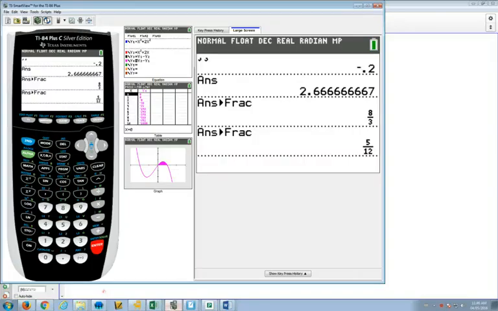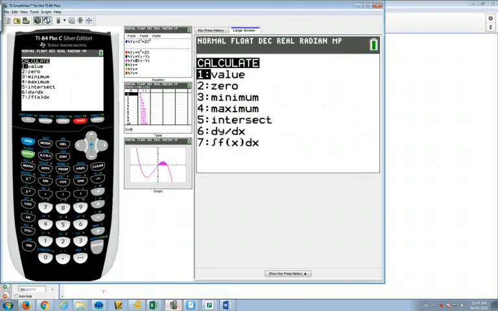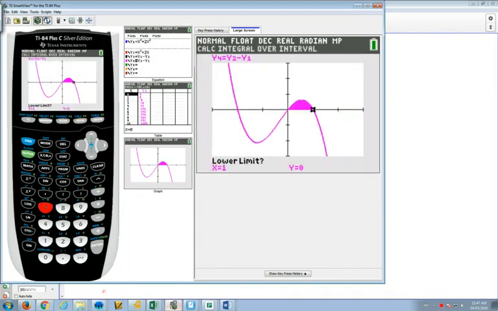Yes? So you get to shade it in when you go in your graph. So here's my graph. Let's say I want to shade this part from -2 to 0. So I go second, calculate, and the 7th one is the integral. So number 7. And now I can go from -2 to 0, and now it will shade in that part.